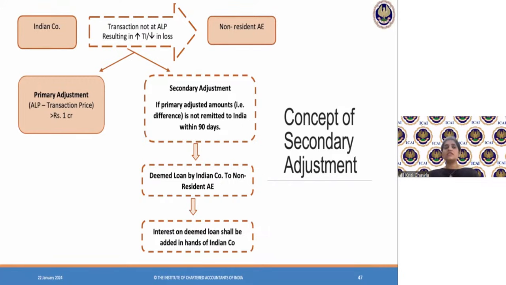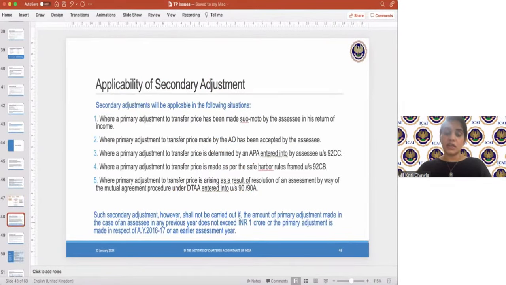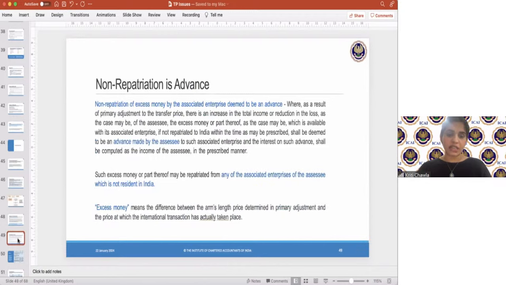What happens if there is a deemed loan? Well, there will be an interest on this deemed loan, and the Indian enterprise is earning an interest. What happens if the Indian enterprise is earning an interest? Well, they'll have to pay tax on this interest income in India. So that is the whole concept of secondary adjustment. Now, the question is, what is the interest? What is the time limit, etc.? Well, that is provided in these particular slides out here.